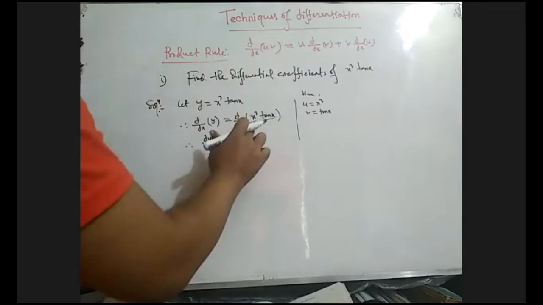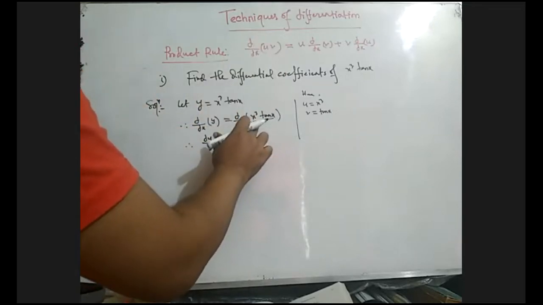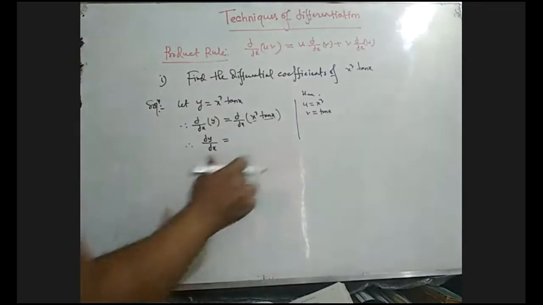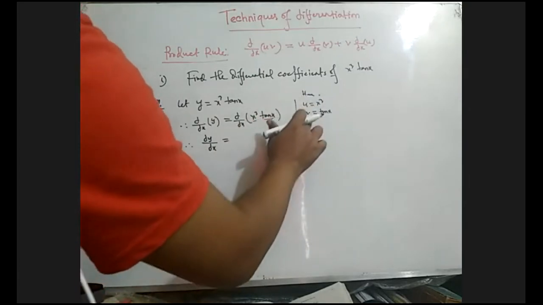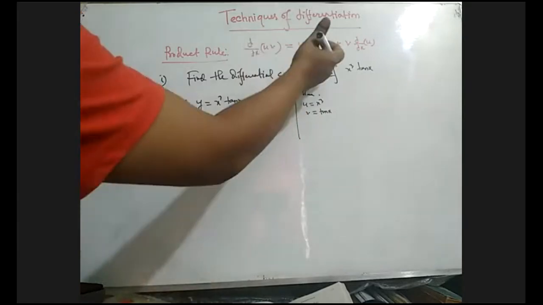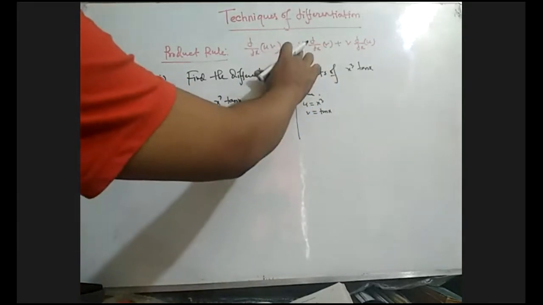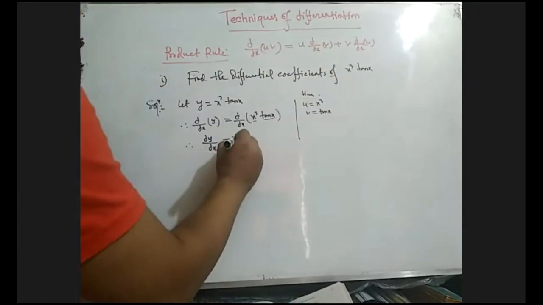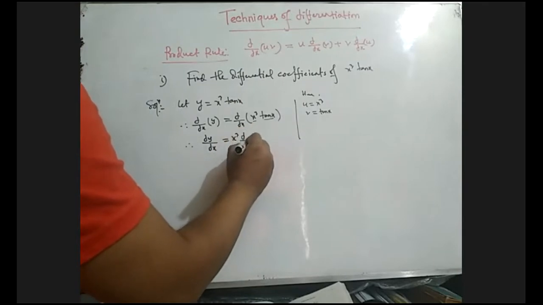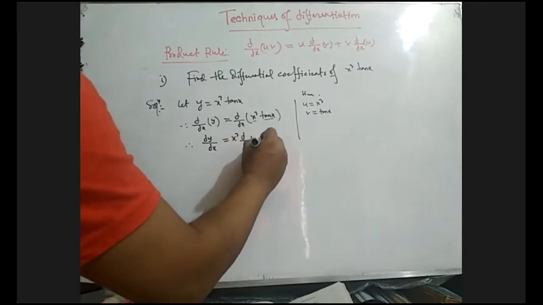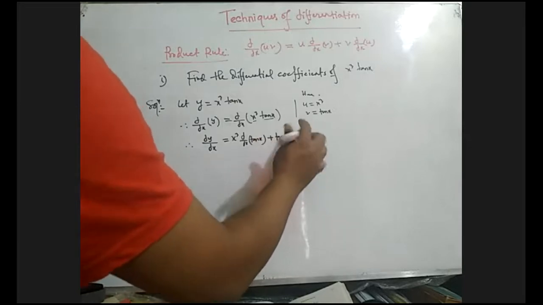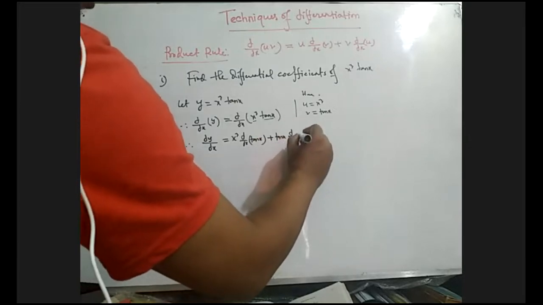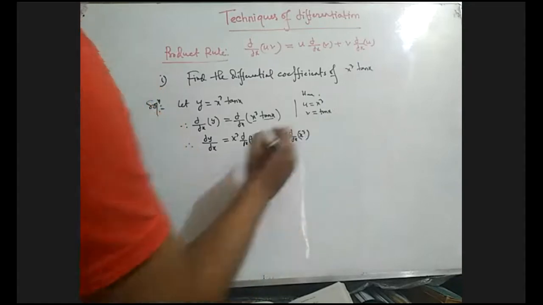Using the product rule, because this is a product of two functions. One is x cube, another is tan x. So taking u equals x cube as the first function and the second function v equals tan x, now substituting these values in this rule: first function u into d/dx of v, v meaning tan x, plus tan x into d/dx of u, u meaning x cube.